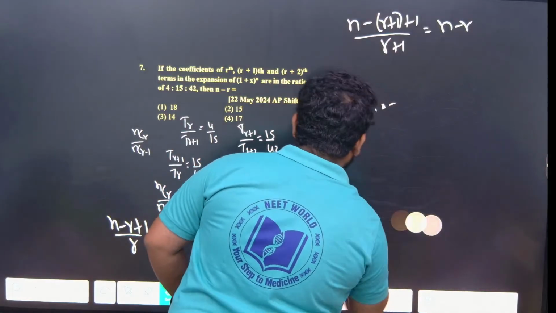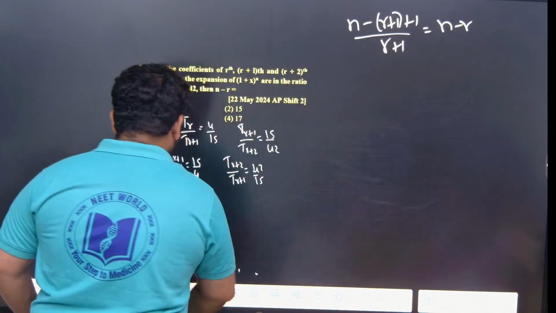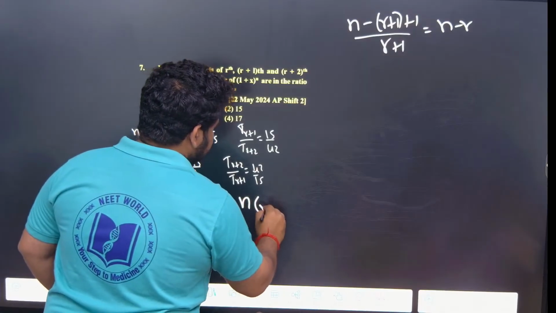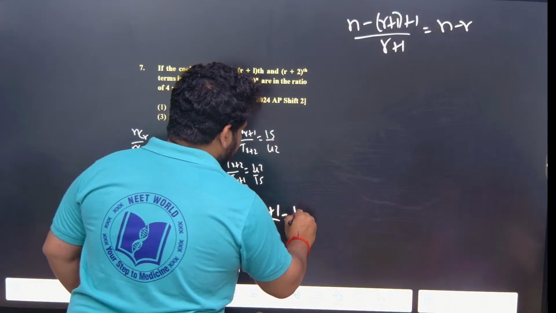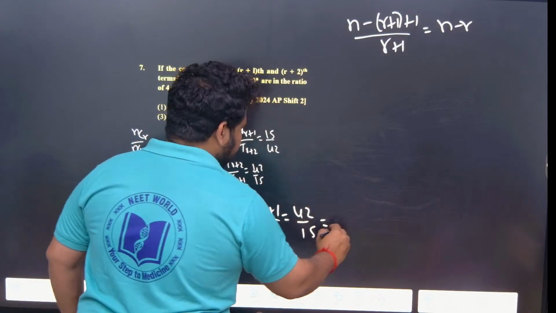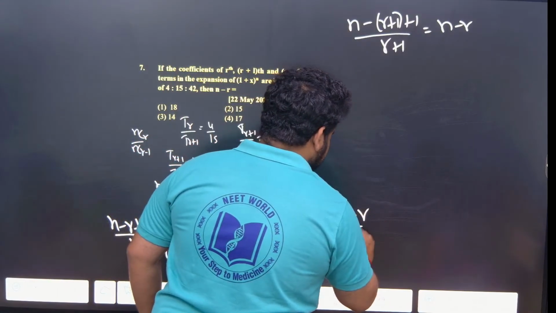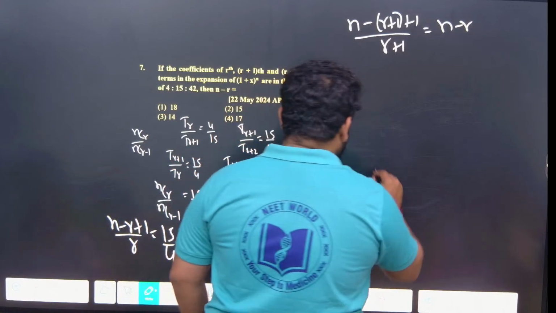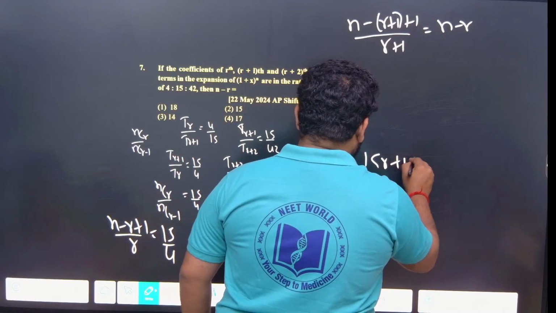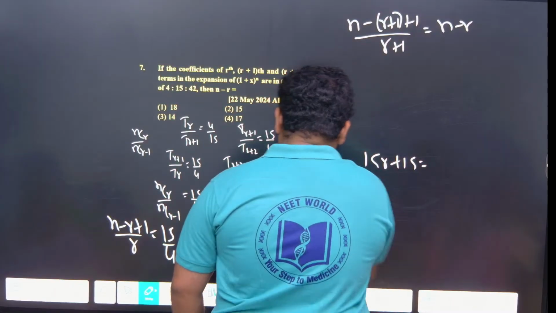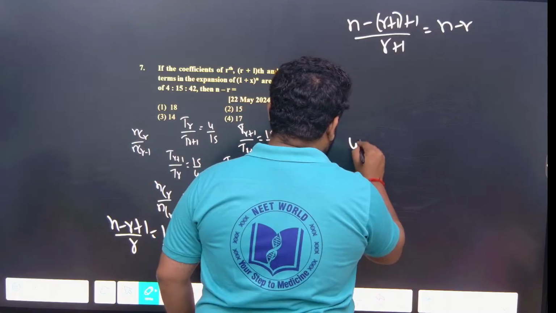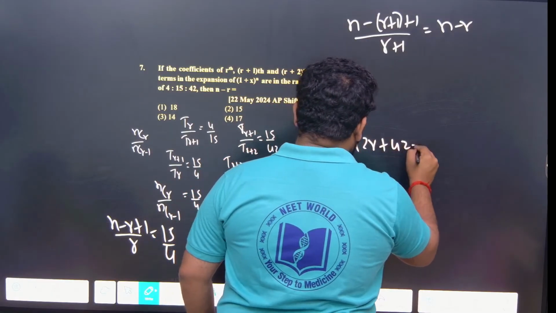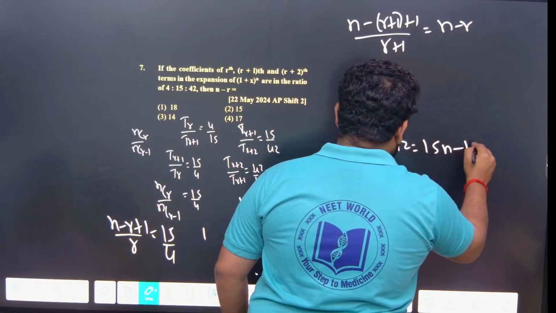So, second formula, what will we take? This will be nCr+1 by nCr, which is equal to 42 by 15. That is nothing but n minus r by r plus 1. So if you multiply, you will get 15r plus 15 is equal to, not 15r, this will become 42n. Okay, 42n plus 42 is equal to 59 minus 15r.